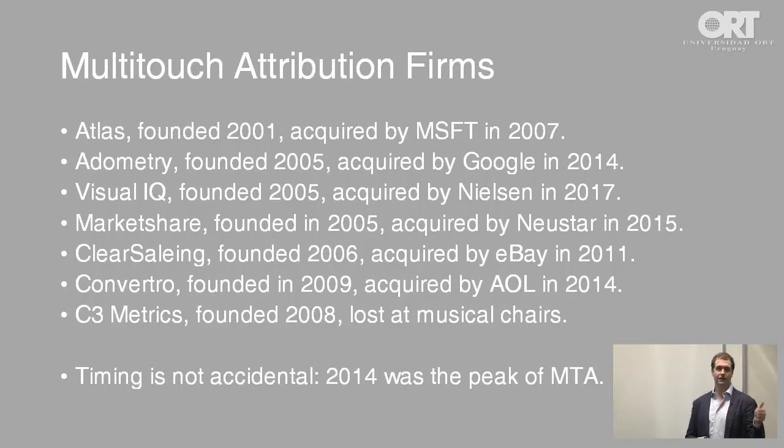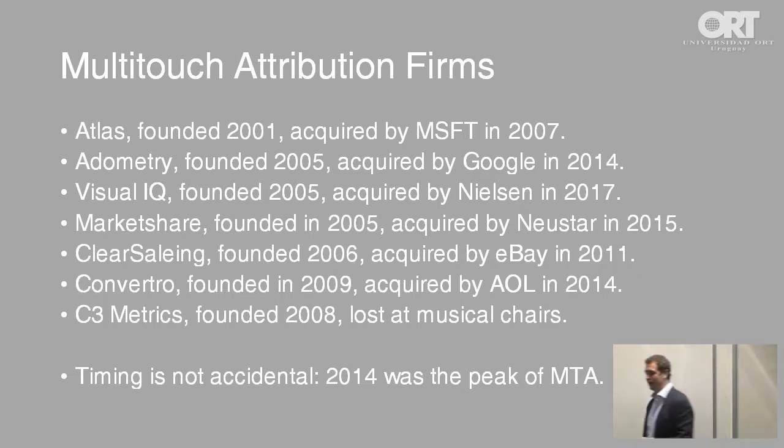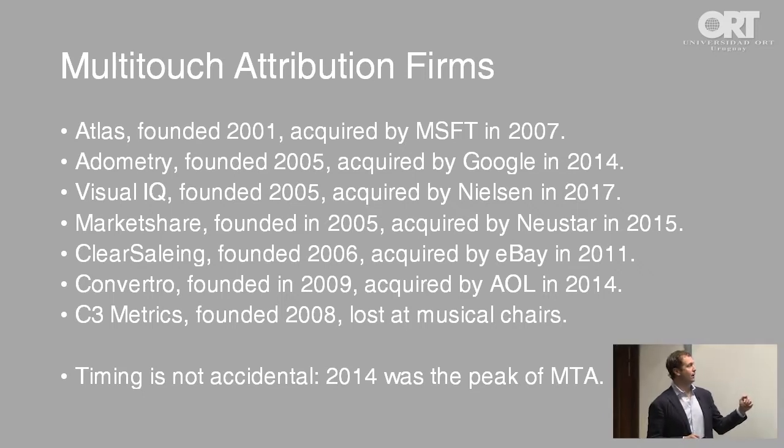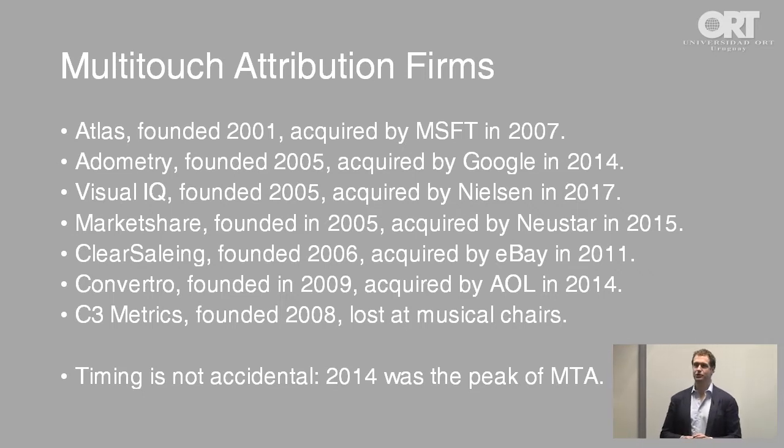There was a company called Clear Sailing, which has clearly the dumbest name on this list, I think. I mean, it's hard to say, tech companies have a lot of stupid names. But Clear Sailing was founded in 2006 and then acquired by eBay. And then Convertro, founded in 2009, acquired by AOL in 2014. And then C3 Metrics, founded in 2008, and we say they sort of lost at musical chairs. They were just a little late and never got acquired, probably much to the chagrin of the money managers for the CEO.